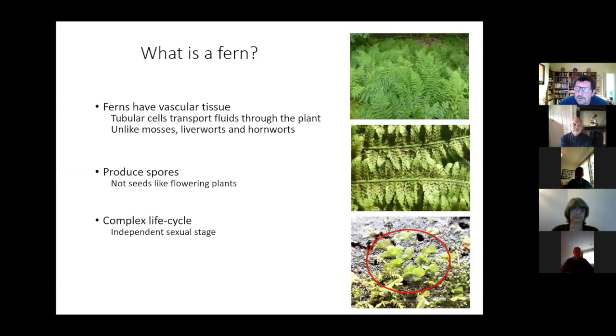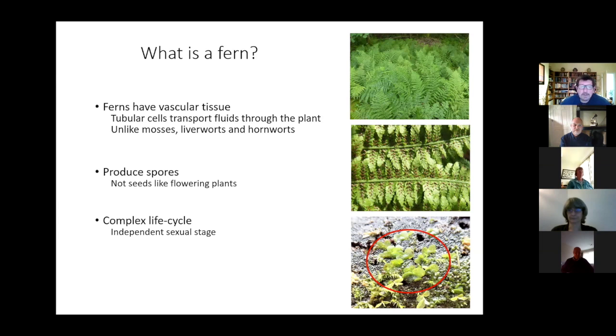So what is a fern? Well, the ferns have vascular tissue, which is tubular cells which pass fluid through the plant. That separates them off from mosses, liverworts and hornworts. And they produce spores. You can see those spores here in these little structures. That separates them off from flowering plants.